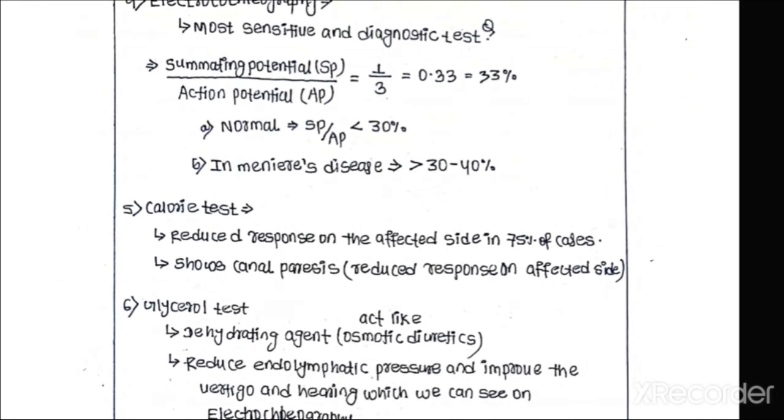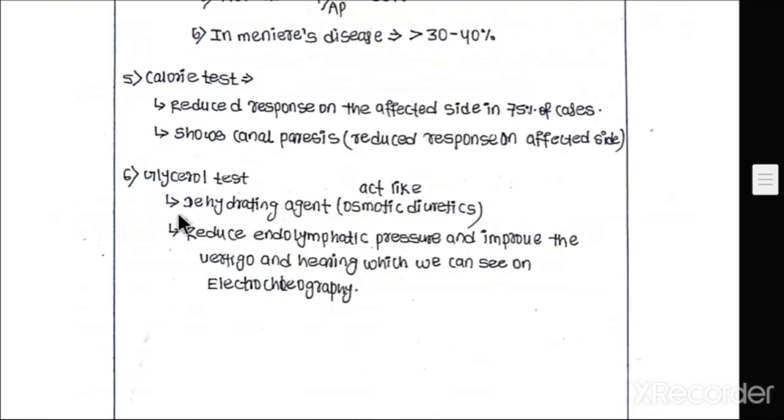Caloric test. Reduced response on the affected side in 75% of cases. So canal paresis, reduced response on the affected side. Glycerol test. Generally glycerol is a dehydrating agent, so it acts as an osmotic diuretic, and it reduces endolymphatic pressure and improves the vertigo and hearing, which we can see on electrocochleography.